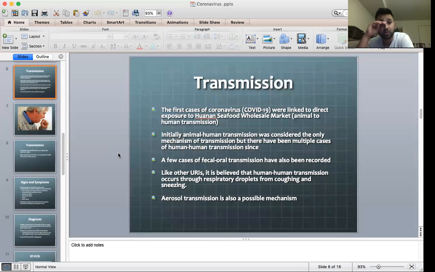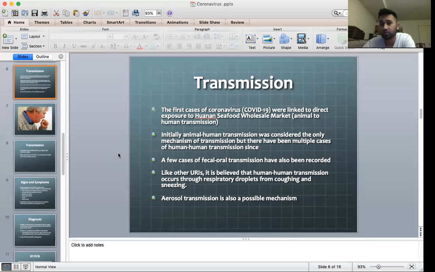And yeah, so transmission. The first cases of coronavirus were actually linked to direct exposure from the seafood wholesale market. The name was Huanan. So that was the first thing, and everyone thought that it was an animal to human transmission. So initially, animal to human transmission was considered the only mechanism of transmission, but there have been multiple cases since then of human to human transmission. A few cases of actually fecal oral transmission have also been recorded recently.